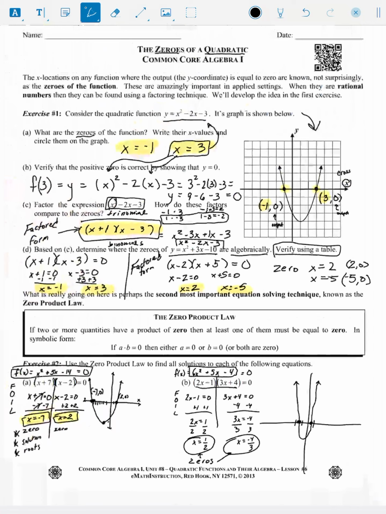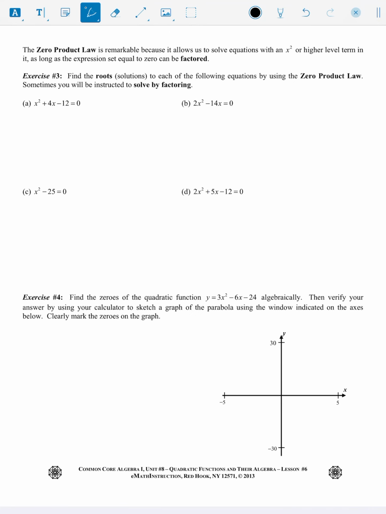Now, I'd like to go to the next page, and I'll do 2 examples on the next page out of the 4, and we'll see if you guys can follow along with me. So exercise 3 says find the roots or solutions, same thing, to each of the following equations by using the zero product rule. So I guess we can just say it's really solve by factoring. So the steps, if you will, are to factor the quadratic and then to solve for x.